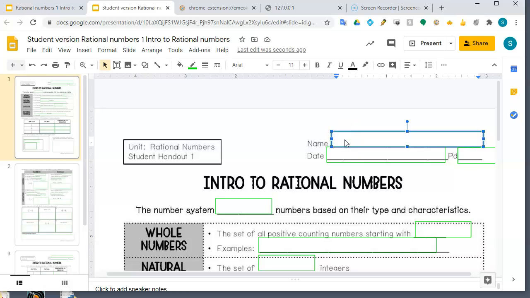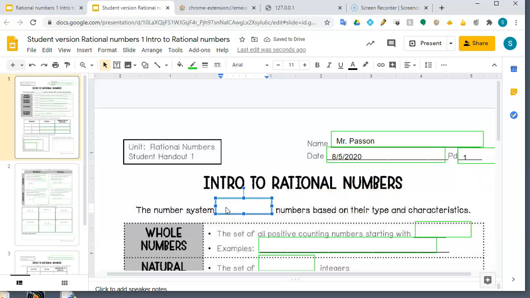So first thing you're going to do is you're going to put in your name. I'm going to put in Mr. Passon. Today's date. So for me, when recording this, it is August 5th, 2020. And for me, this is the first period of the day.